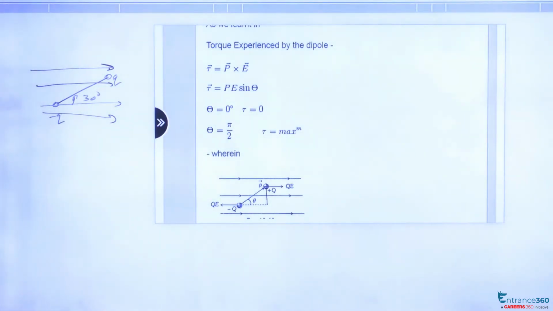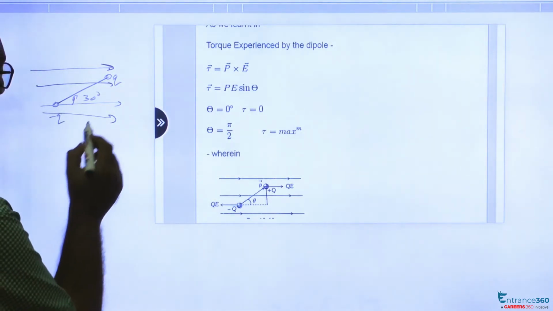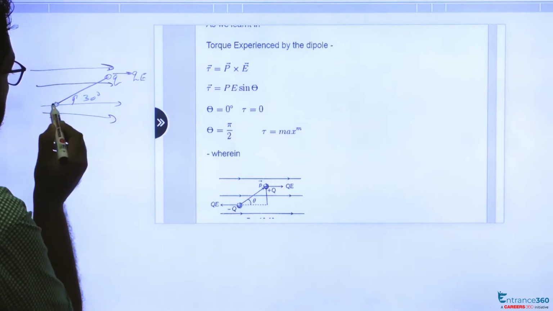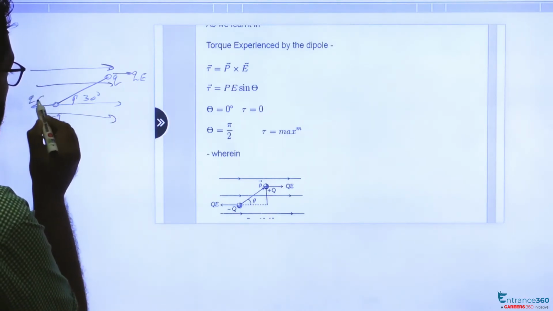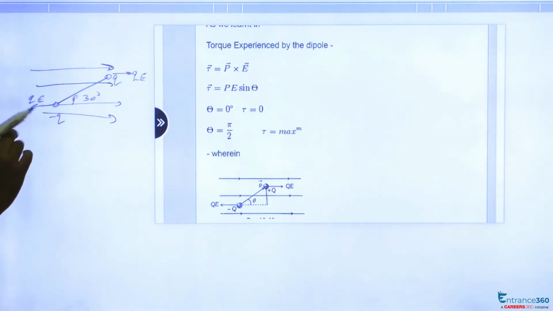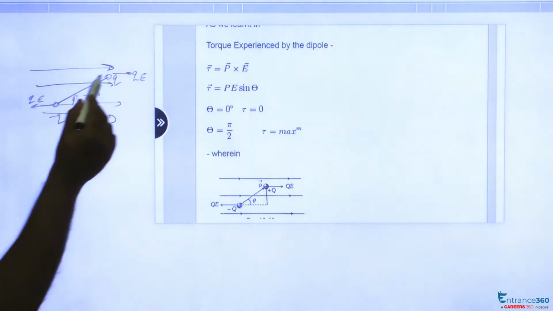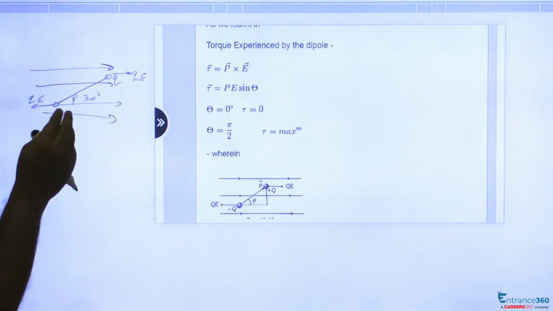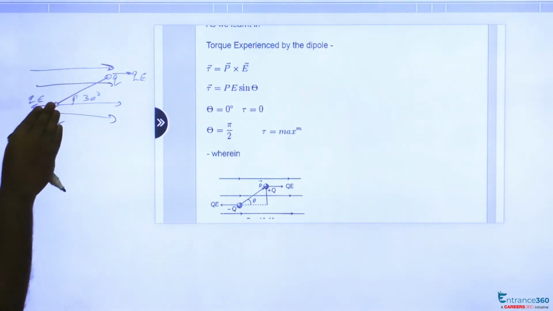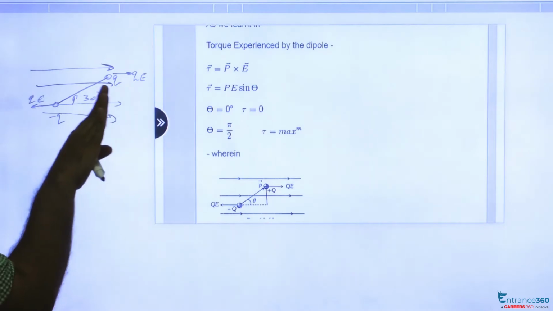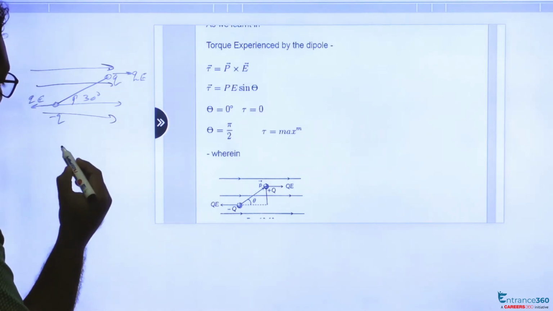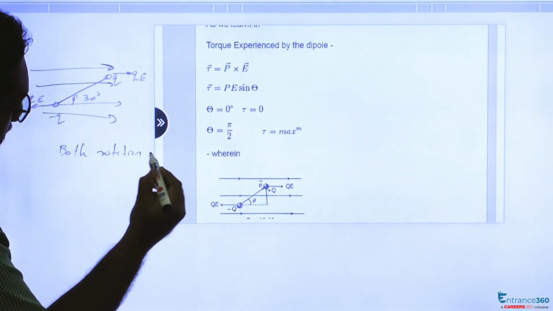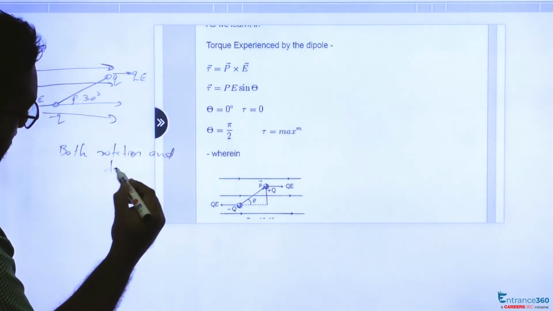The electric field is non-uniform, so it will experience a force qE here and another force qE here. As the electric field is non-uniform, these forces are not equal. So this will rotate, and also because of the non-uniform electric field, it will have translatory motion also. So this will experience both rotation and translatory motion.